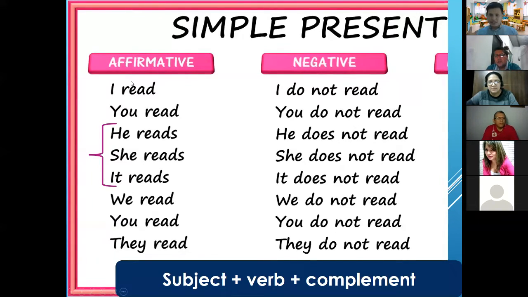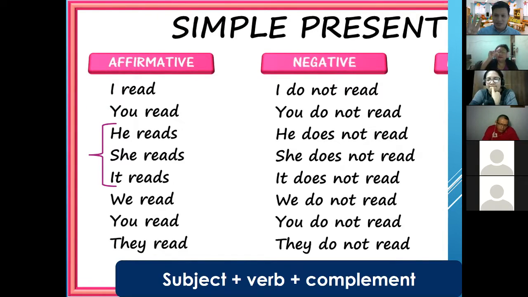Tenemos this verb. What is read? Read. What does it mean? Leer. Somebody know why we have S at the end of the verb with these three personal pronouns? Lo usan únicamente para el he, she, it. Okay, very good. Why do we use it only with these three persons? Because it's singular, for example, él, ella, o eso. Using the third person singular. Because it's a third person. Porque es tercera persona.